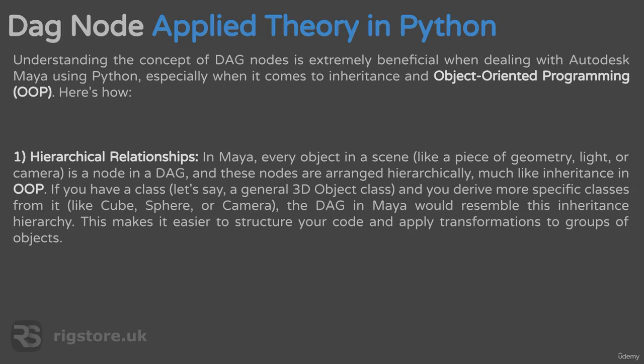If you have a class, let's say a general 3D object class, and you derive more specific classes from it, like cube, sphere, camera, the DAG in Maya would resemble the inheritance hierarchy. And this makes it easier to structure your code and apply transformations to groups of objects in both Maya and within your code.